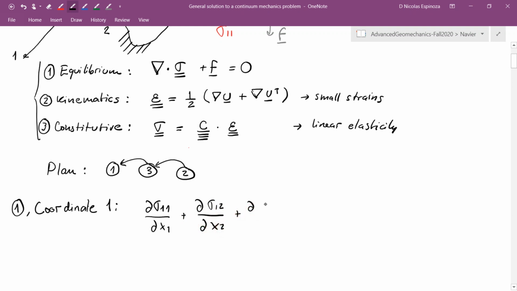Plus the variation of this shear stress in direction 3 plus the force in direction 1. And this should be equal to 0.